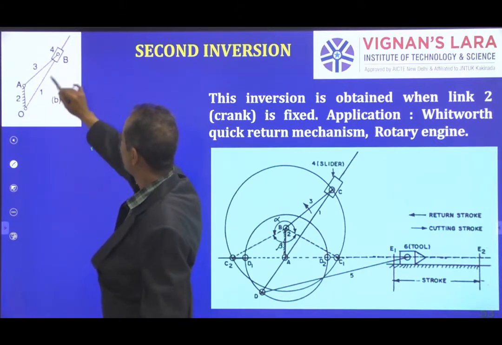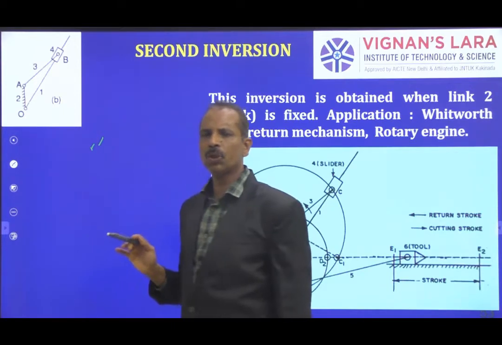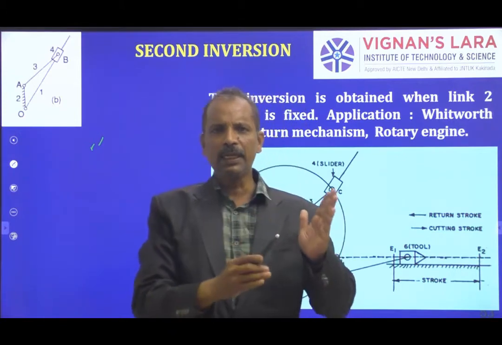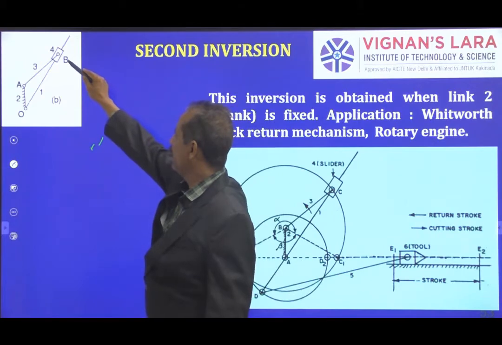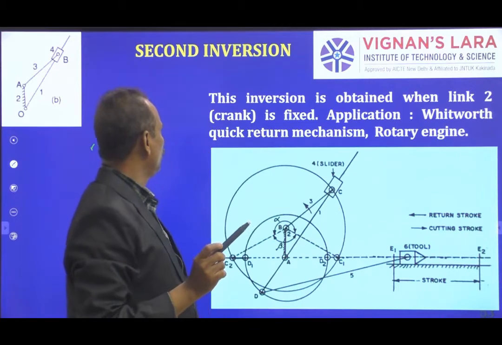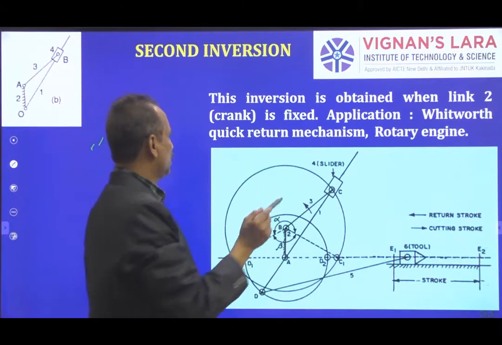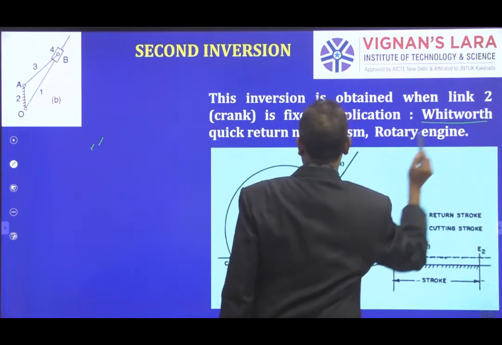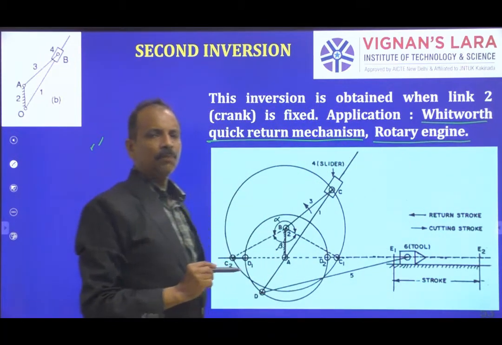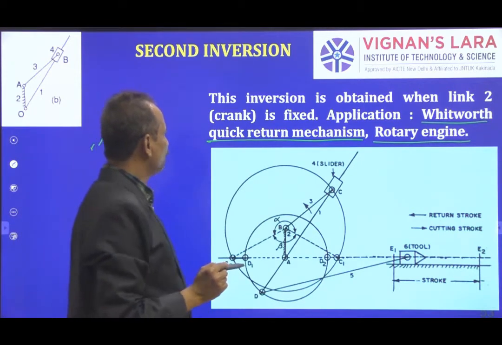Earlier we had link 1 horizontal and link 2 inclined, whereas now 2 is vertical and 1 is inclined. The mechanism is just tilted by an angle, and there is a slider here at 4. This is one of the beautiful mechanisms, the second inversion of a single slider crank chain, which gives two mechanisms: the Whitworth quick return mechanism and another one, the rotary engine.